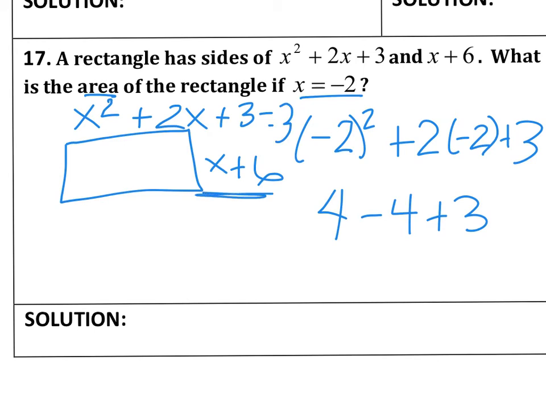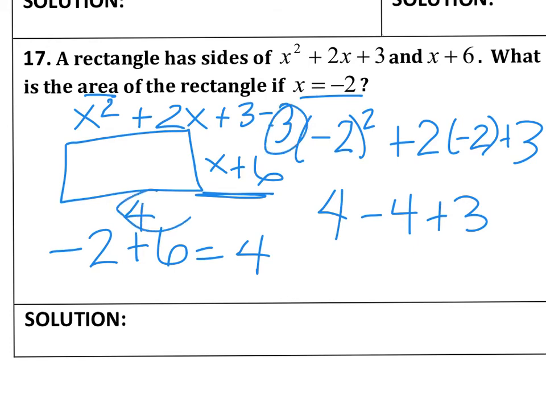So if I'm going to plug in for here, I'm going to say -2 plus 6, and that's going to combine to give me a positive 4. So my length here, my side would be 4. So over here is 3, and over here is 4. So if I multiply those together, 4 times 3 is going to give me an answer of 12.